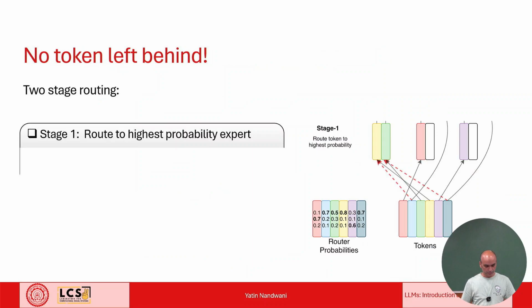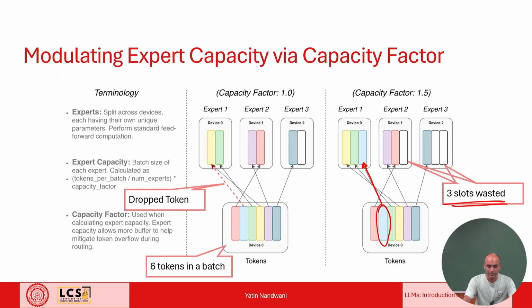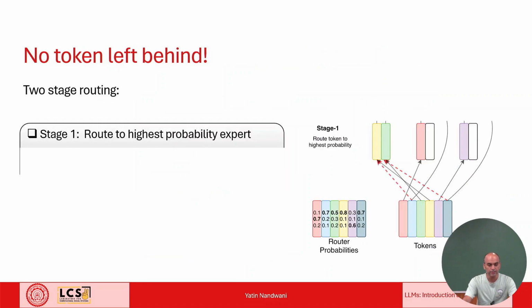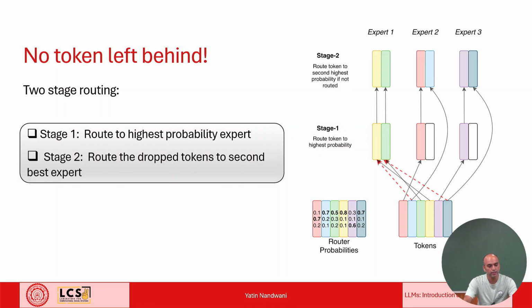So now, what is the routing strategy that you should follow? Interestingly, they observe that you should drop the token. You should not try to fix it in some other place. So they devise a strategy called no token left behind, which is a 2-stage routing. In stage 1, you route every token to the highest probability expert. And if that particular expert is full already, so for example here, when you are routing this, it is full. It is not able to route.